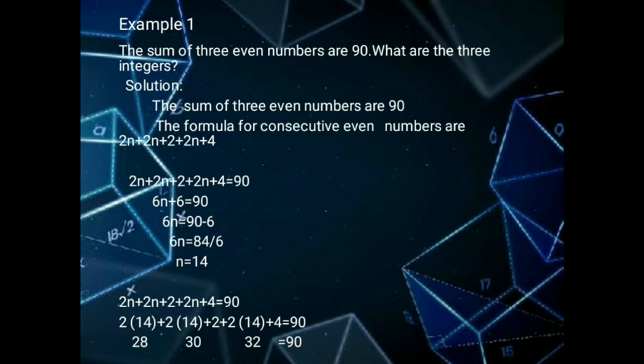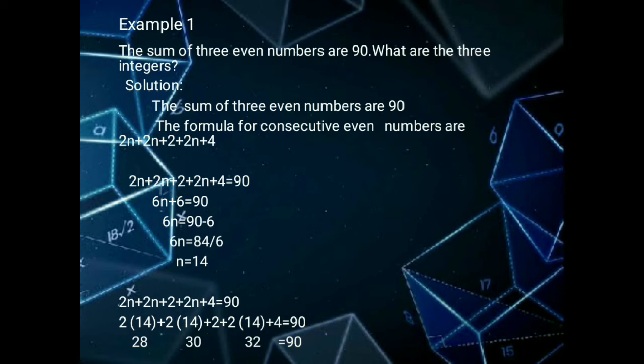And then, the 6n and the 84, we divide both sides by 6, which becomes n equals 84 divided by 6 equals 14. And then, copy the formula again and replace every n with 14, which becomes 2 times 14 plus 2 times 14 plus 2 plus 2 times 14 plus 4 equals 90.